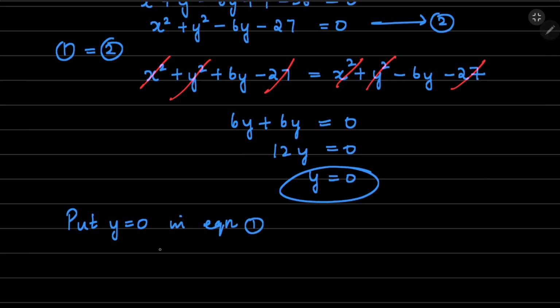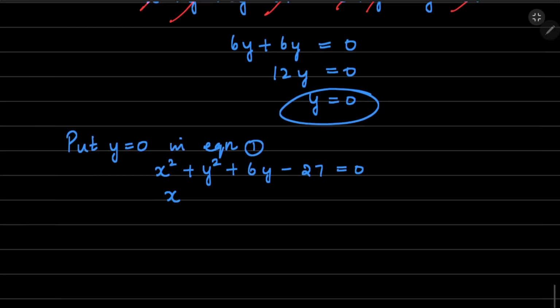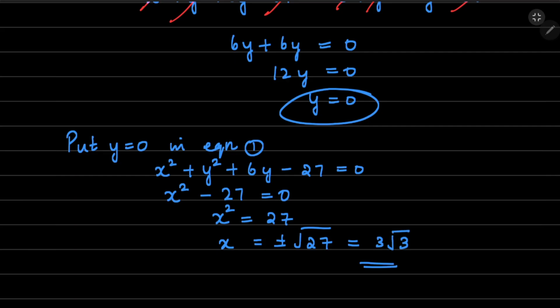So what did you get? So x square, I'm just writing it from here. This is our equation 1: x square plus y square plus 6y minus 27 equal to 0. So y is 0, right? So we will have only the x square term. x square minus 27 equal to 0, and x square equal to 27, and x is equal to plus or minus root of 27. So 27 is nothing but 3 cube, so it is nothing but 3 root 3, right? x is equal to 3 root 3.